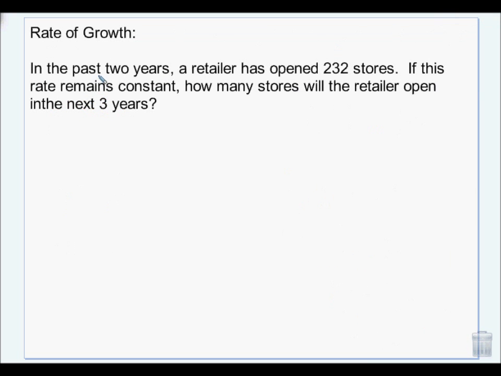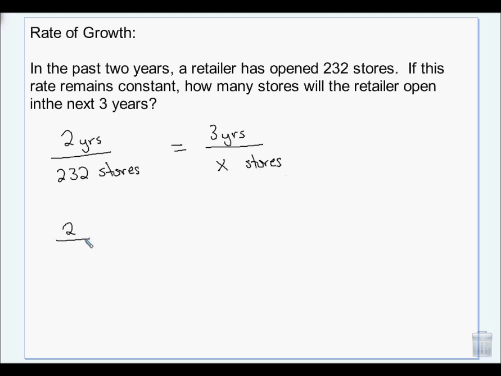So we have, in the past 2 years, a retailer opened 232 stores. So we have 2 years, 232 stores. That's a ratio. And if this rate remains constant, how many stores will the retailer open in the next 3 years? Okay, so we're going to do 3 years. And we don't know how many stores, right? So I'm going to call that x stores. So what my proportion is actually going to end up being.